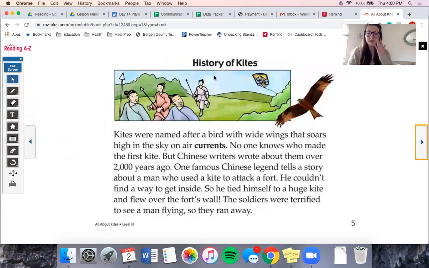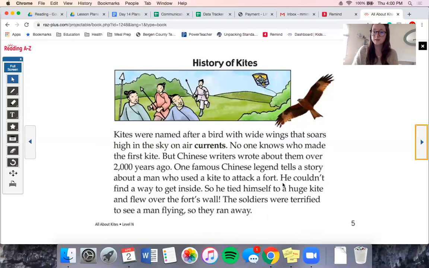This next page is about the history of kites. So I know that this section is different than the introduction. This page is going to give me a history, or how kites came to be. Kites were named after a bird with wide wings that soars high in the sky on air currents. No one knows who made the first kite, but Chinese writers wrote about them over 2,000 years ago. One famous Chinese legend tells a story about a man who used a kite to attack a fort. He couldn't find a way to get inside, so he tied himself to a huge kite and flew over the fort's wall. The soldiers were terrified to see a man flying, so they ran away.